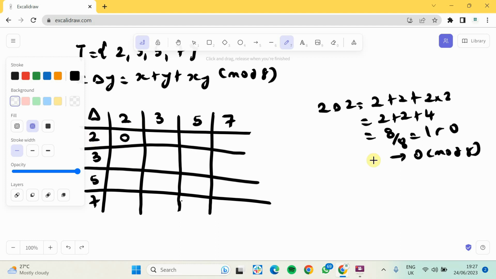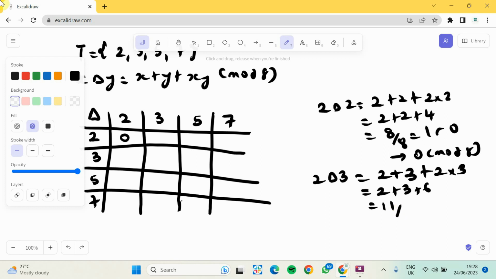Now 2 by 3. This is 2 plus 3 plus 2 times 3, because this is what defines what we are doing. 2 times 3 is 6, 2 plus 3 is 5, and 5 plus 6 is 11.